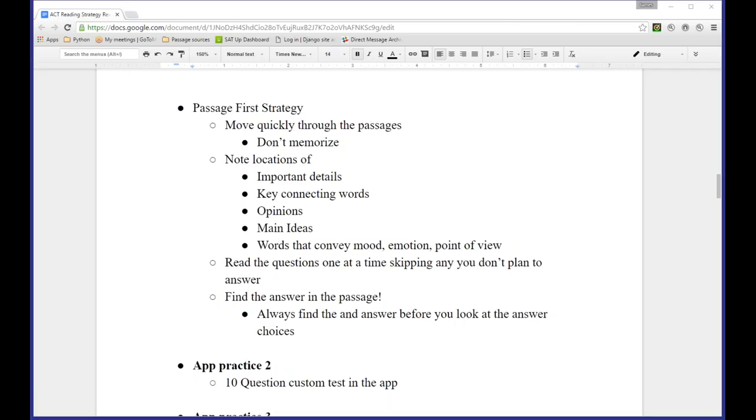Let's take another look at the test, and what I want you to do is, this time, I'm gonna get my app up here so I can take a look. So I'm going to set up a custom test. We're going to do reading. Let's do purpose and function. We'll do words in context. It's always good to do those words in context. Let's do relationships. And main ideas.